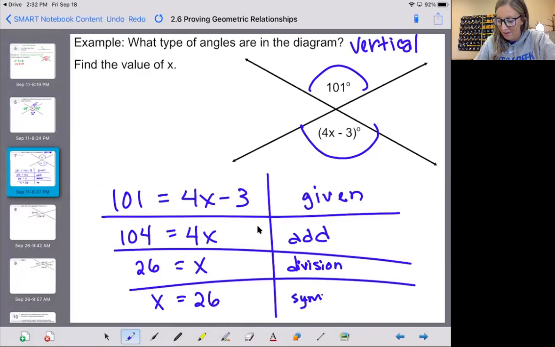Now, it didn't ask you to do that. That was just for fun. So there's our answer, x equals 26.